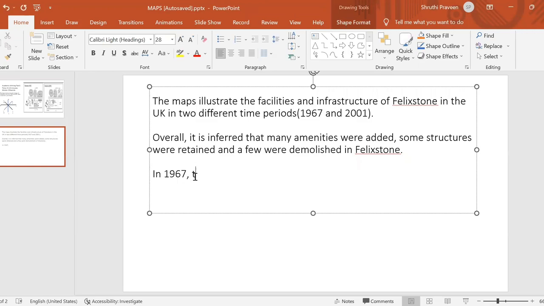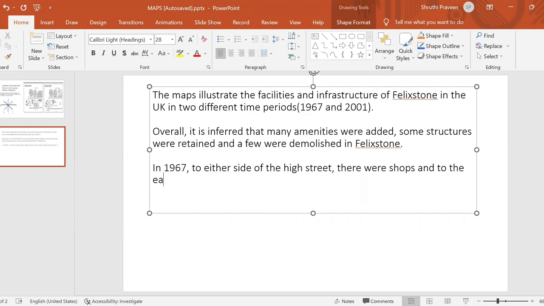In 1967, to either side of the high street, there were shops, and to the east was a huge farmland. Okay, I've already mentioned the farmland.